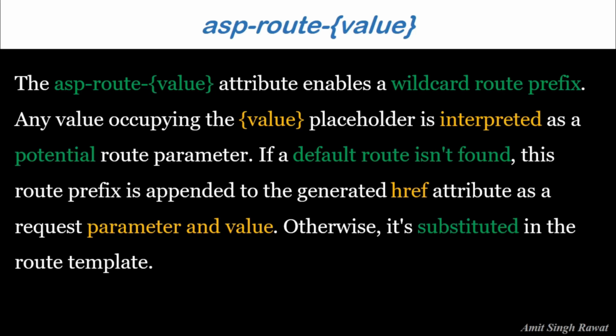Any value occupying this value placeholder is interpreted as a potential, focus on the word potential, route parameter. If a default route isn't found, this route prefix is appended to the generated href attribute as a request parameter and value. Otherwise, it is substituted in the route template. Let's play with these attributes in our index view and employee controller.